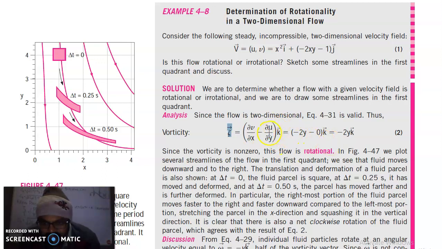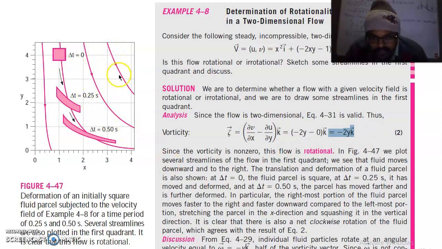When you take the derivative, the v component is 0, the u component is given, so this component is 0. For the v component, when you take the derivative of this value, you will get minus 2y k. Now this zeta value is non-zero, minus 2y k. It means the flow is rotational. We plot streamlines of the flow in the first quadrant. You can see here that fluid moves downward and moves to the right. The translation and deformation of a fluid parcel is shown.